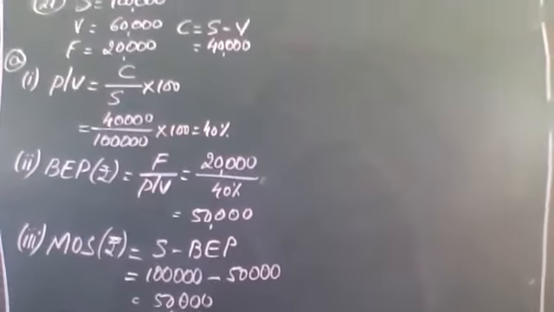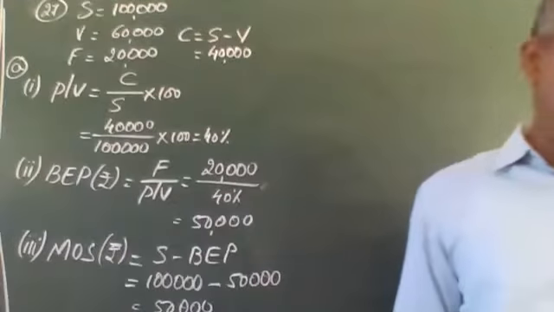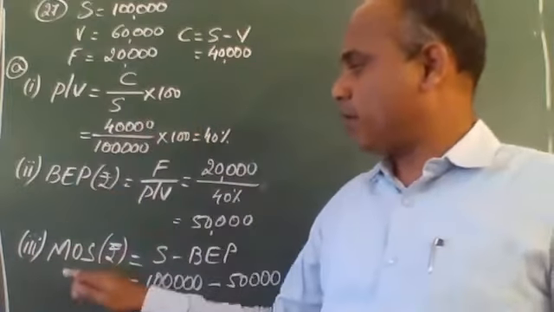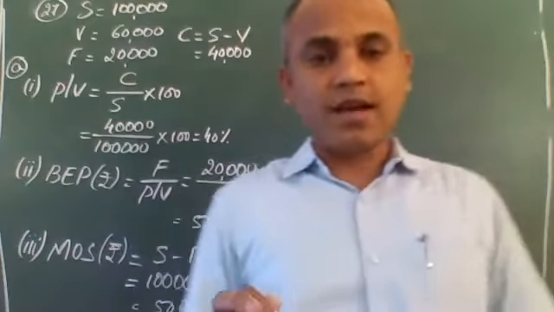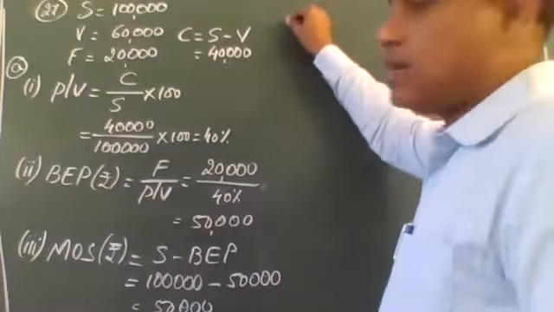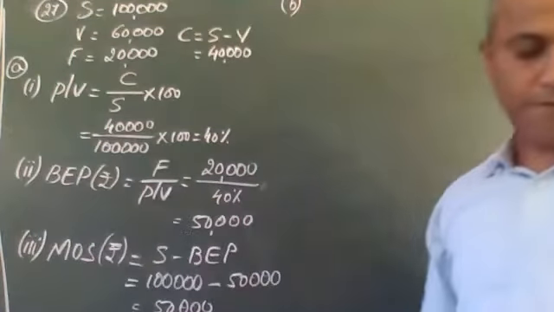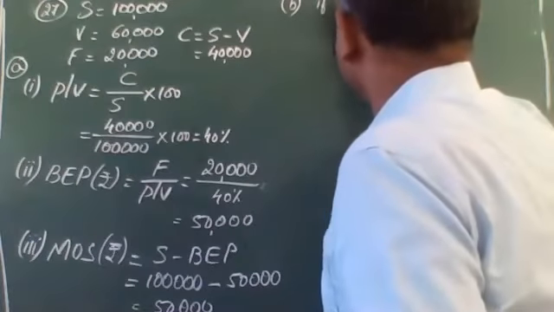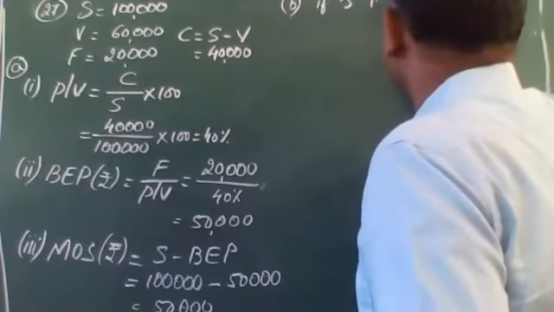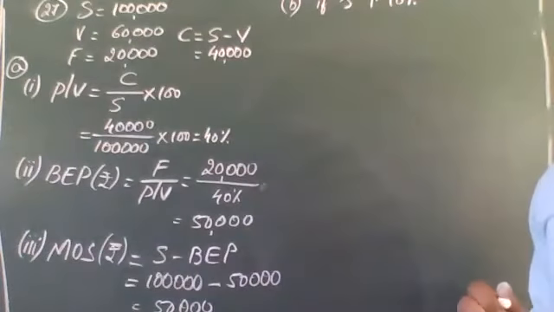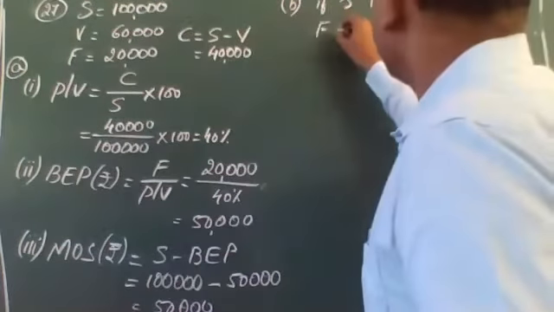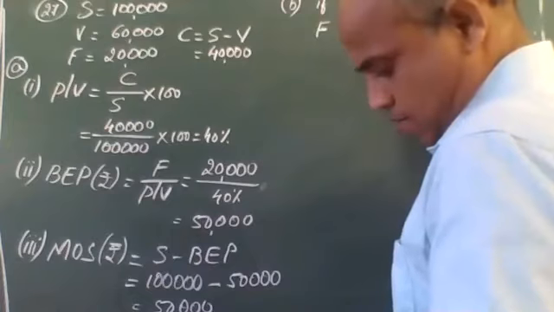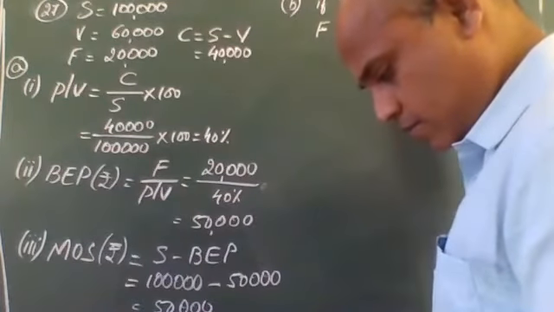All right. Now, going further, he says, also study the impact of change in the following variables on this PV ratio, break-even point, and MOS. So what are the two changes he's asking? The second part of the question is saying that if the selling price increases by 10%, and another one, fixed cost decreases by, what is the amount? Fixed cost decreases by 5,000.